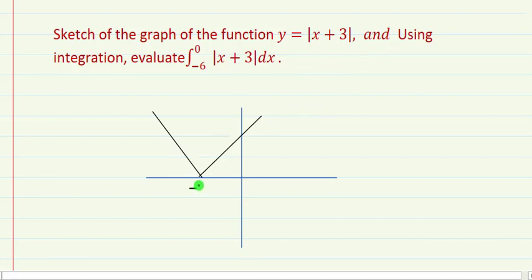So clearly this turning point has coordinates minus 3, 0, and the point at which the graph intersects the y-axis is, because at y-axis x is equal to 0, so clearly y will be 3. So the coordinates of this point are 0, 3. So this is the graph for the required function y is equal to modulus x plus 3. The first part we have done. Now using integration, evaluate the integral for the limit minus 6 to 0.